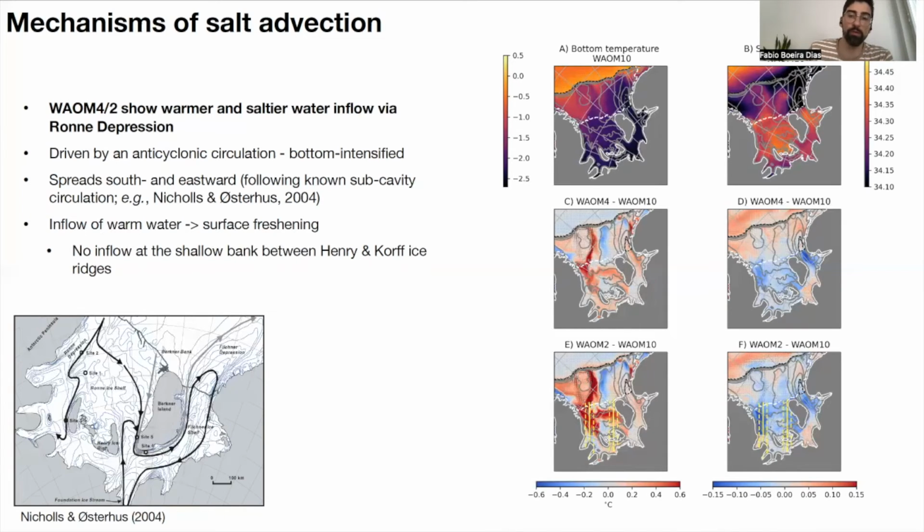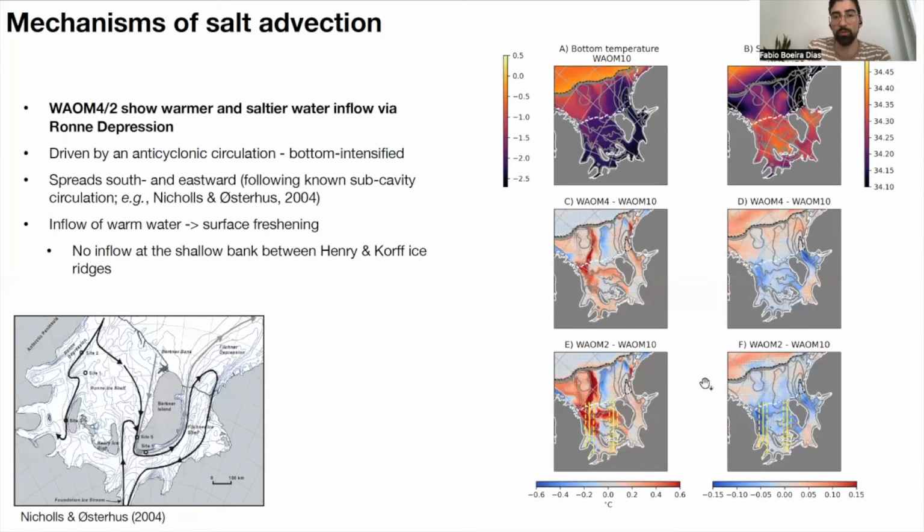This warm water inflow then causes surface freshening in most parts of the cavity. But very importantly, there are two regions that the warm water doesn't penetrate: the shallow banks between the Henry and Korff ice ridges in the central part of the cavity, and in the west near the Fowler ice ridge. These are exactly the regions where you observe refreezing and water mass transformation towards heavier densities in the water mass transformation maps that I showed before.